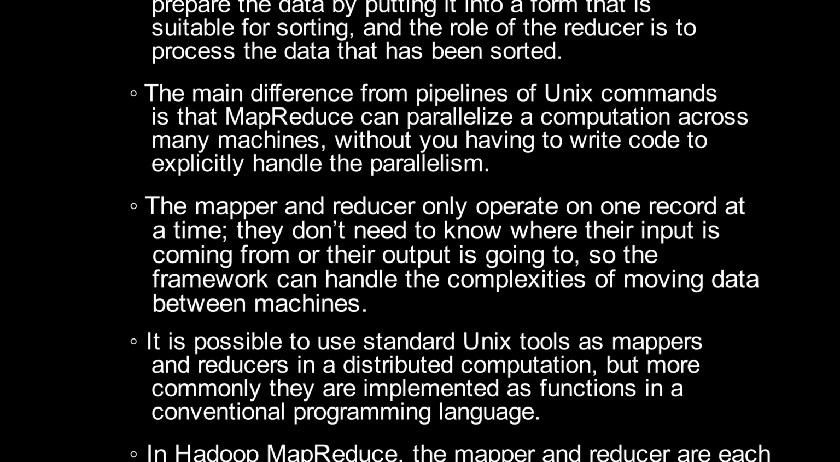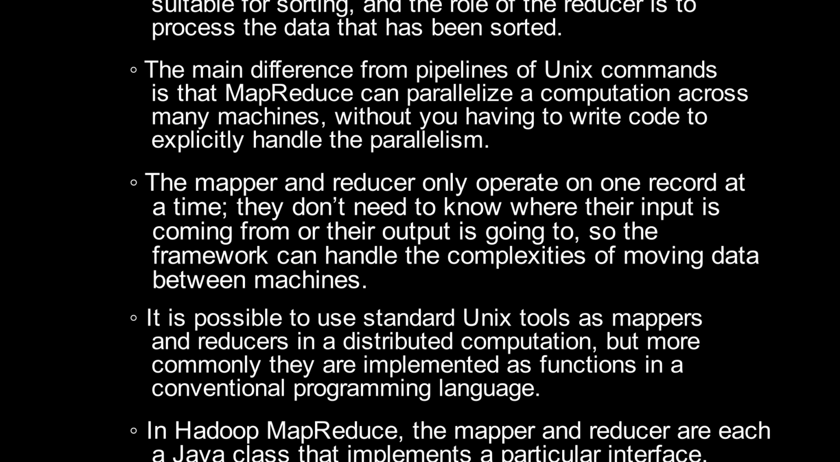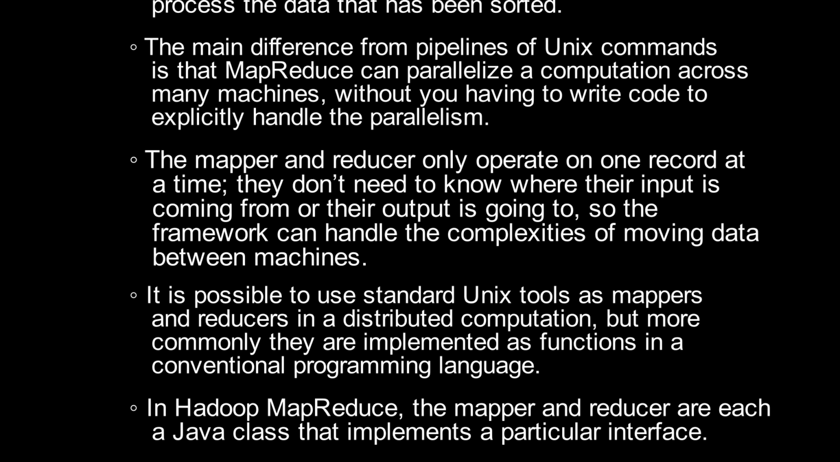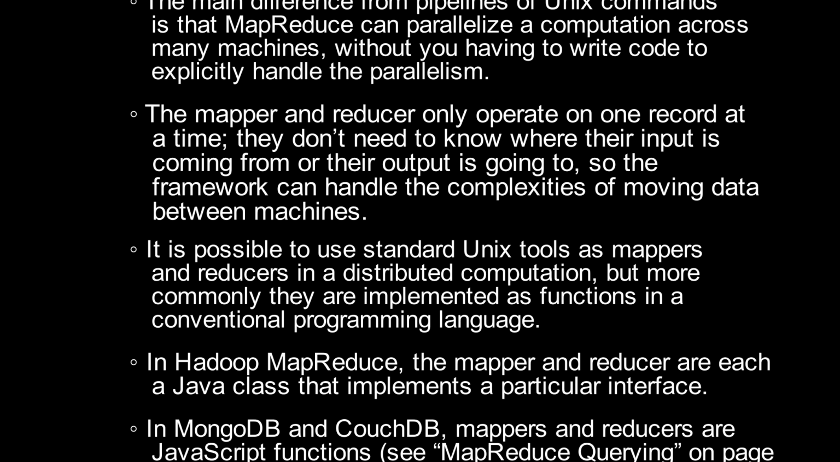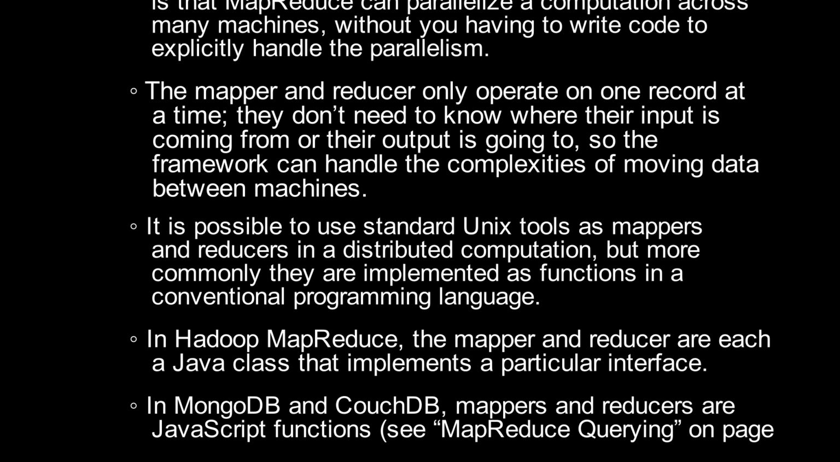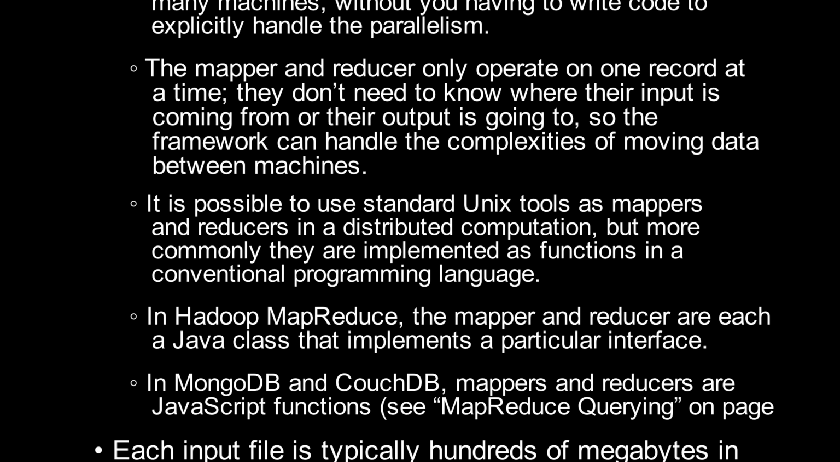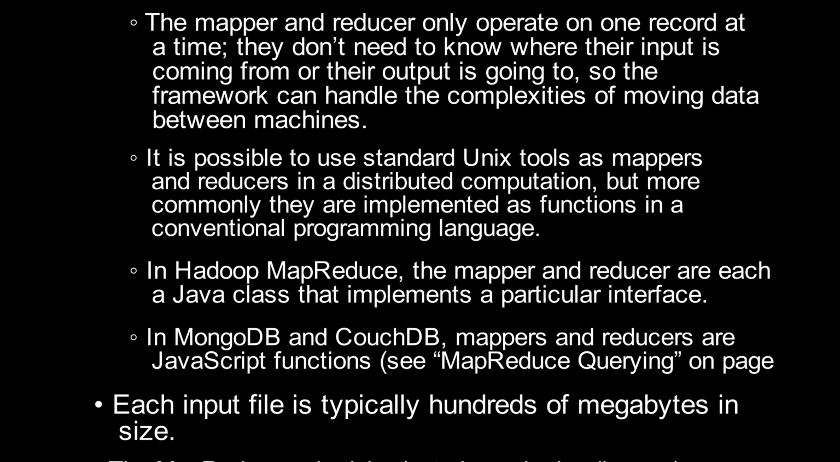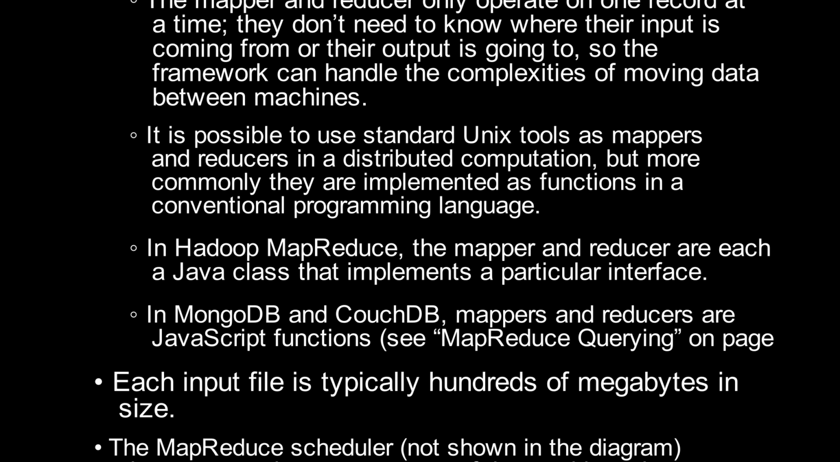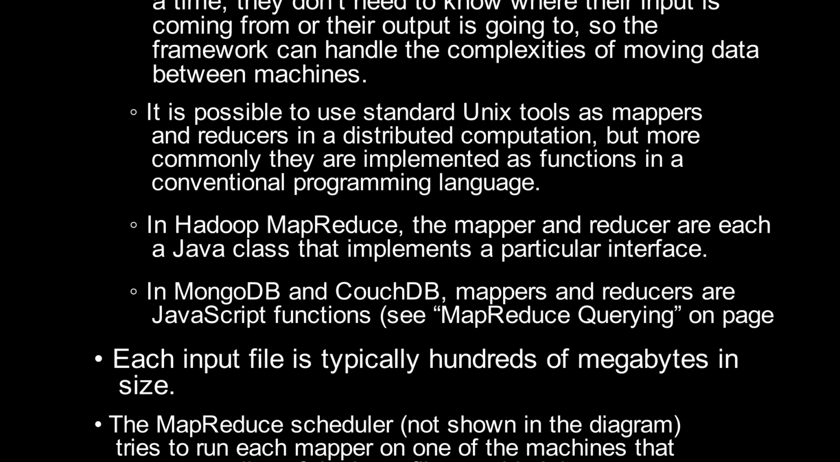It is possible to use standard Unix tools as mappers and reducers in a distributed computation, but more commonly they are implemented as functions in a conventional programming language. In Hadoop MapReduce, the mapper and reducer are each a Java class that implements a particular interface. In MongoDB and CouchDB, mappers and reducers are JavaScript functions. See "MapReduce Querying" on page.